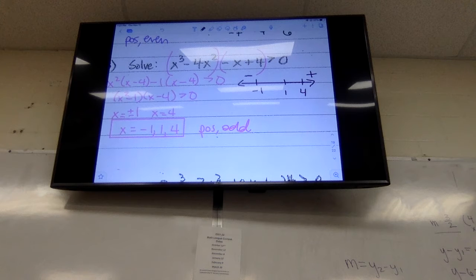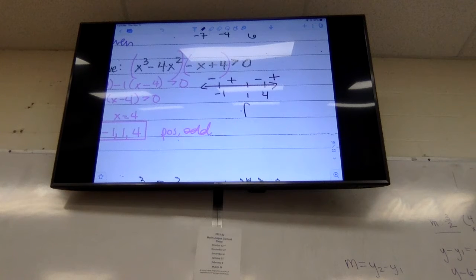Do I have any funny zeros? Am I bouncing or cubing or anything crazy? No, just cross, cross, cross. So every time we have a zero, we change sides. So I go negative, then I go in between the positive, and then I go negative. Okay, questions yet?